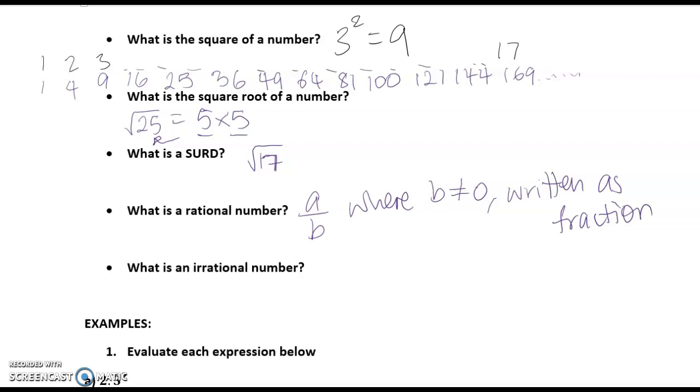An irrational number then is the inverse of that. So this is where we're looking at something like square root 2, okay, or pi. These numbers cannot be written as a fraction, a over b, and normally they give you long decimals.